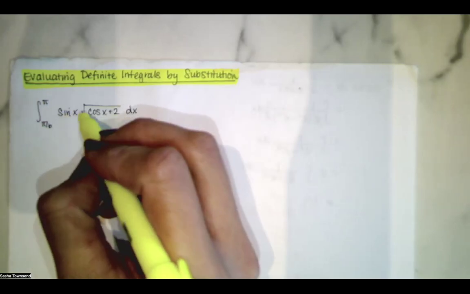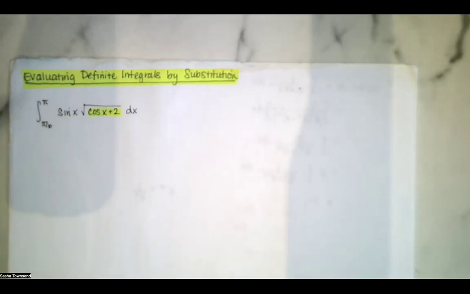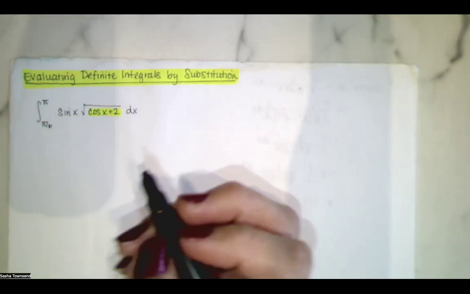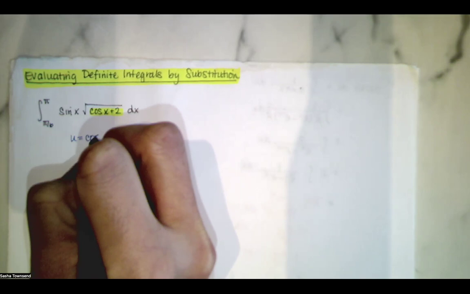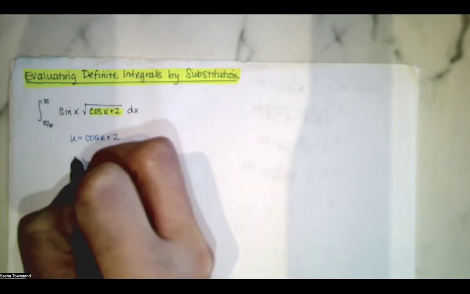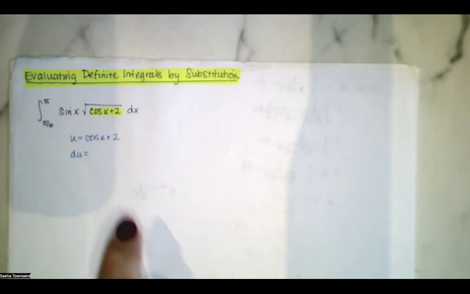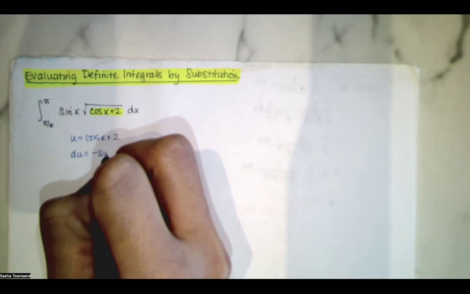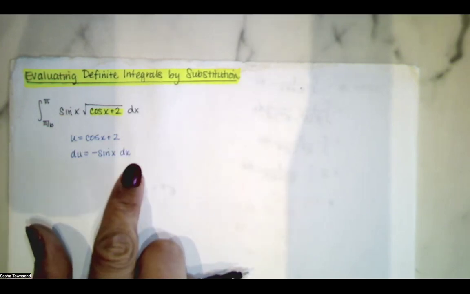So we said I've got sine of x times the square root of cosine of x plus 2. So that means my cosine of x plus 2 is my inside function. It's nested inside that square root function. So I'm going to let u equal that inside function. And we know that this u substitution will work because when we take the derivative of cosine of x plus 2, we get negative sine of x. So du is negative sine of x times dx.